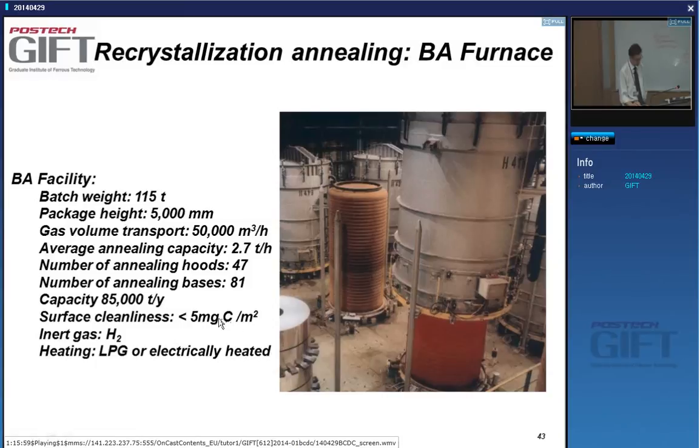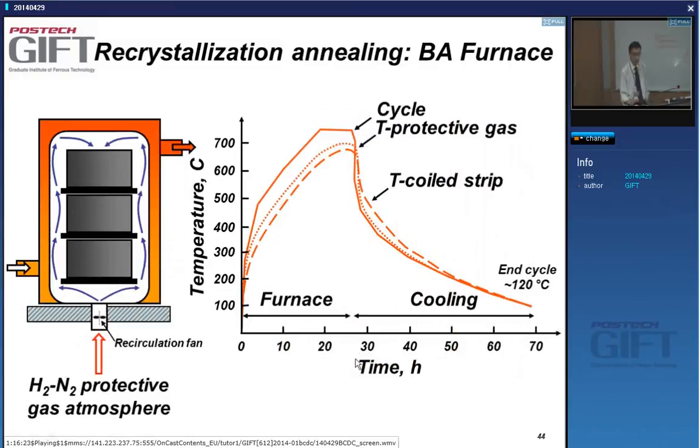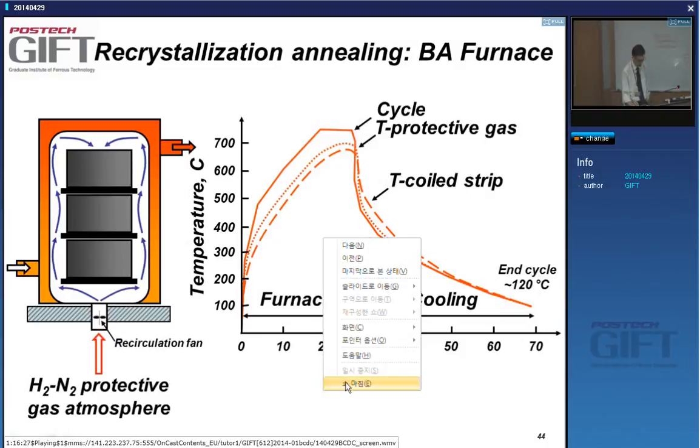Surface cleanliness, that's the carbon residue that I talked about. And the gas in for this particular picture here was hydrogen. But in general, it's hydrogen plus nitrogen, and I will say something about the use of hydrogen. And the heating itself is done by LPG or by electricity. I'm over time here, so I will stop at this point, and we'll continue.